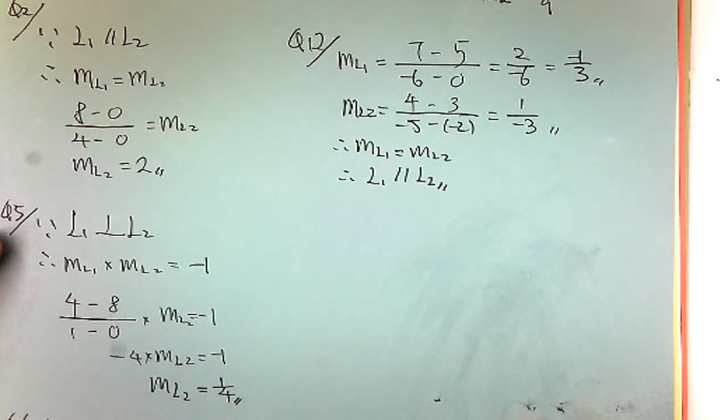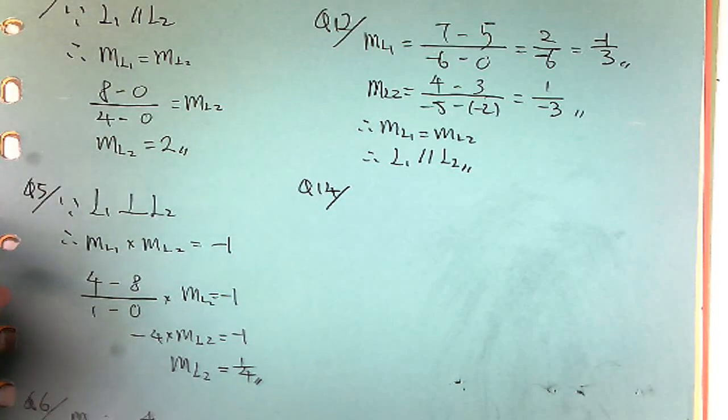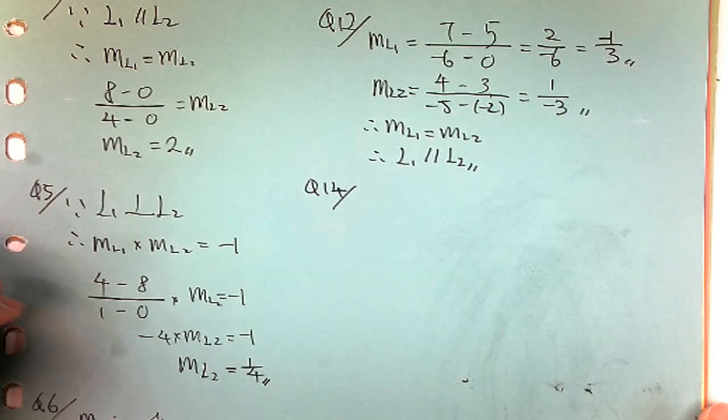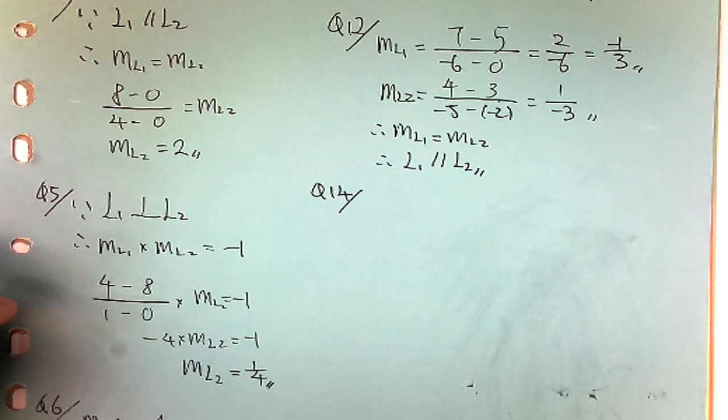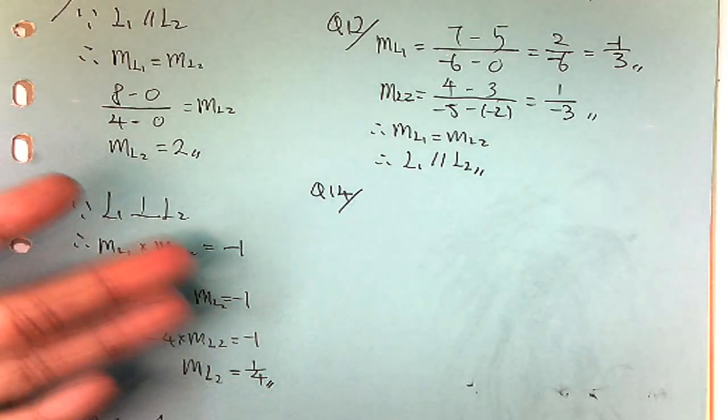Let's go to question 14. Okay. So read the question first. For question 13 to question 15, read the question. In each of the following, determine whether the straight lines L1 and L2 are perpendicular. So you have to find out 2 slopes, okay, and then multiply together, and then see whether the result is equal to -1. Understand? So I will do 14.